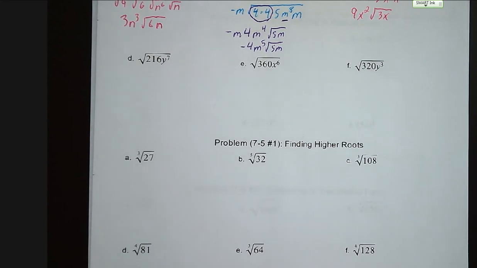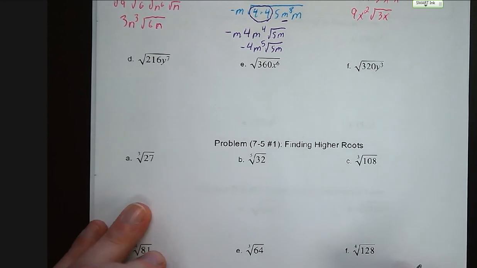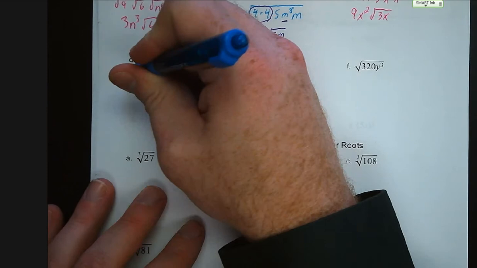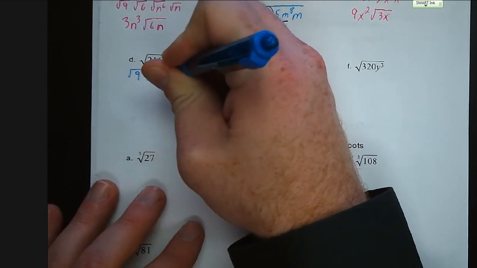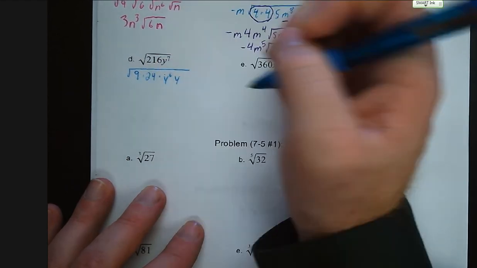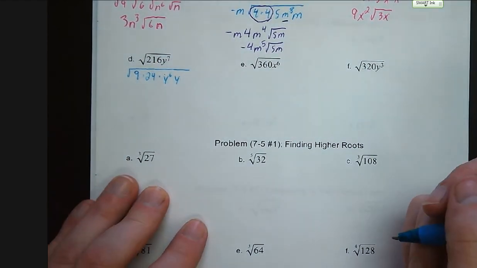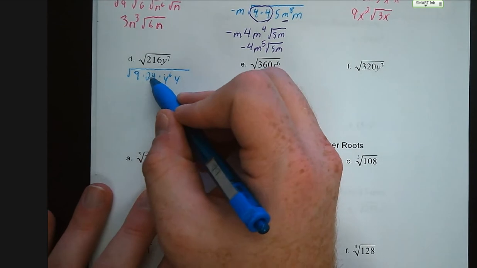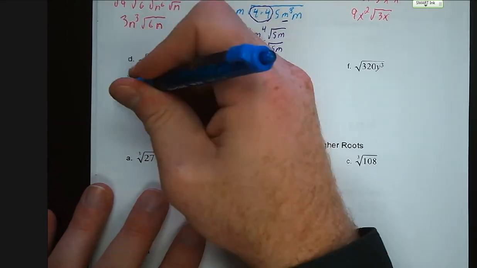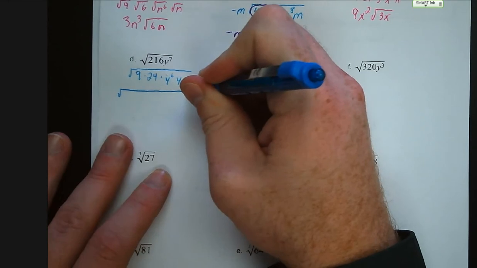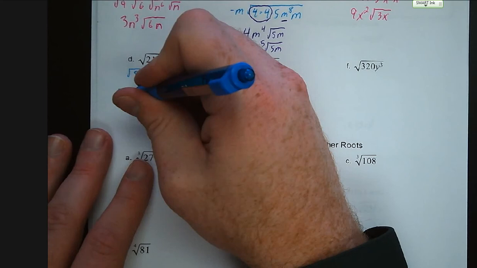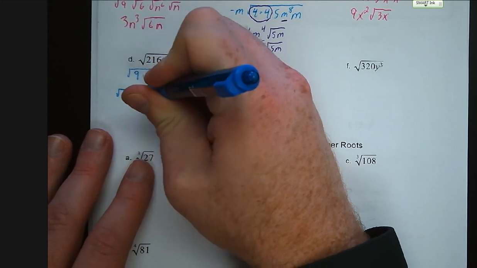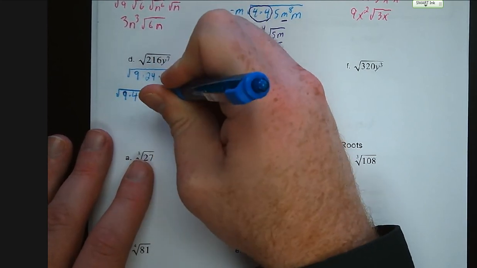All right. Now, letter D, 216, we can break that into 9 and 24. So we have 9 times 24 times y to the 6th times y. That would be our first split. But I'm pretty sure there's some perfect squares that are contained in that 24. So I'm going to rewrite that and break it into some factors. We have 9. 24 is 4 times 6. 9 times 4 times 6. And we still have y to the 6th and y.